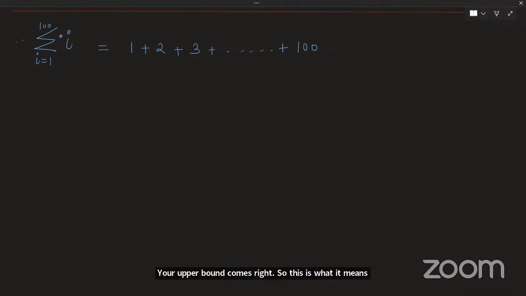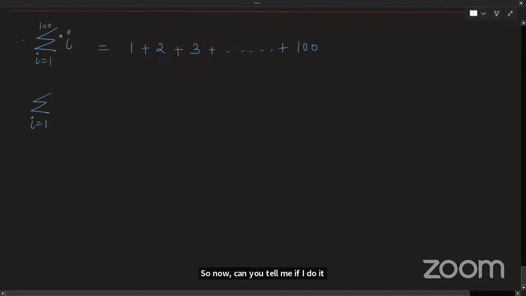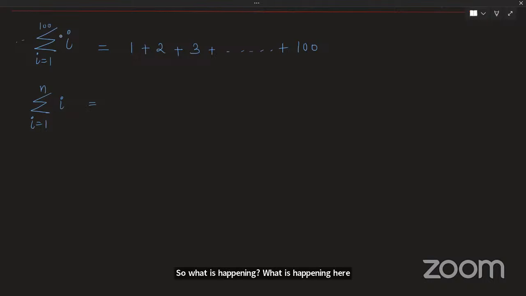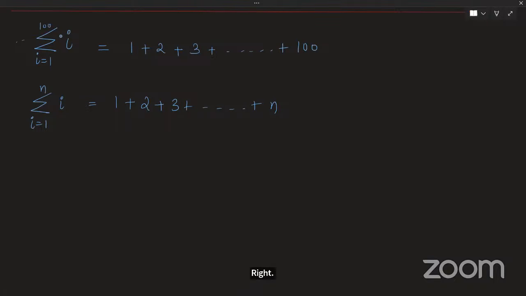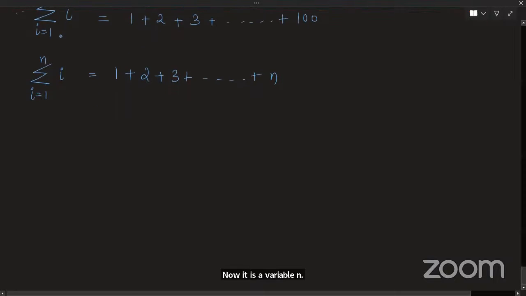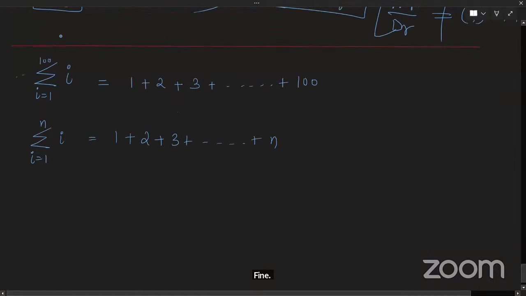Now can you tell me if I do something like I is equal to 1 till n, what is happening here? Earlier your limit was till 100. So now, how much is your upper bound? Now it is n. Now it is a variable n. Fine? Correct? So now you get the point, right?